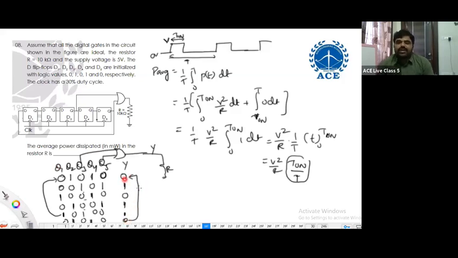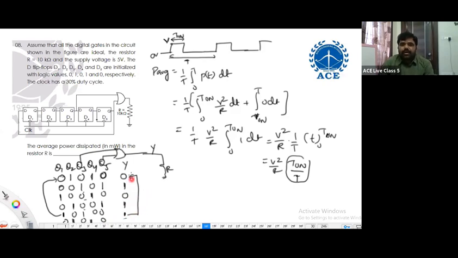So what is the duty cycle of this waveform? Can you say? No, the last one should not be considered, right? The last one should not be considered. Sorry. Right. What is the duty cycle of this waveform? Can you say? What is the duty cycle of this?